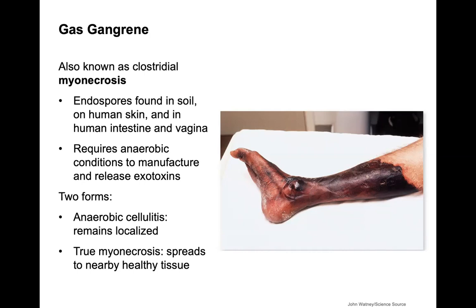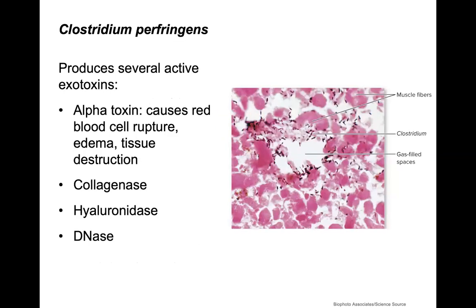And unfortunately, the mitigation is the removal of any of the affected tissue. And this is where you start to see amputations of, say, toes, feet, and in this case, this is going to have to be amputated just below the knee in order to prevent the spread of this. The organism that's responsible for this is Clostridium perfringens. And this actually produces several active exotoxins.